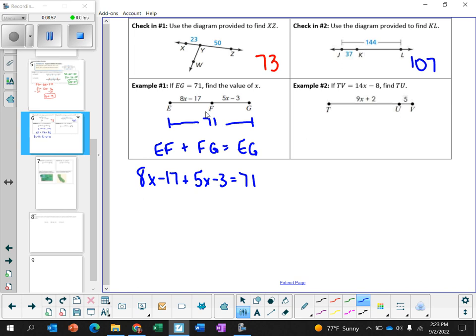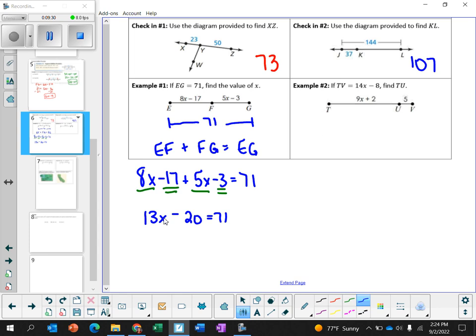So for this equation, I notice that both of my x's are on the same side of the equal sign. So we're not going to be minusing underneath. We're going to combine like terms. So if I'm combining an 8x and a positive 5x together, that's a 13x. And if I were going to combine the negative 17 and the negative 3, right, not doing minus or plus underneath them, just combining them, that's minus 20. So now our equation's a little simpler looking.